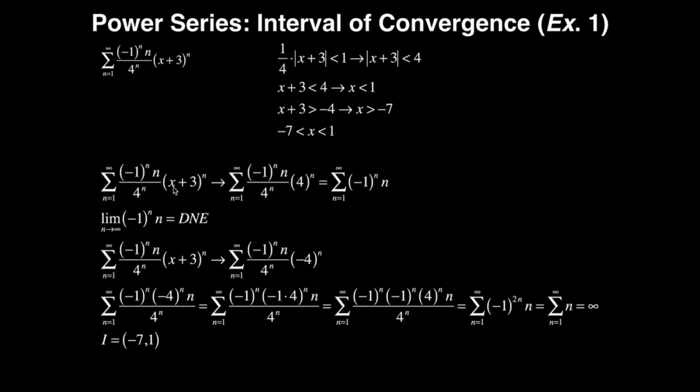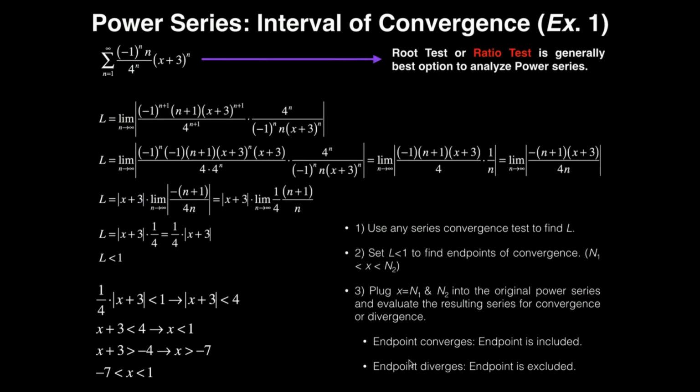case where we plug in x equals 1, that does not exist, because if we take the limit as n goes to infinity of negative 1 to the n times n, again, it's just going to alternate. It will never settle on a single value, so it does not exist, or diverges. And if the endpoint diverges, then that endpoint is excluded from the interval of convergence. So what that means is, if we were to use the value 1 in here, the power series would not converge, it would diverge. So 1 cannot be included in our final answer.